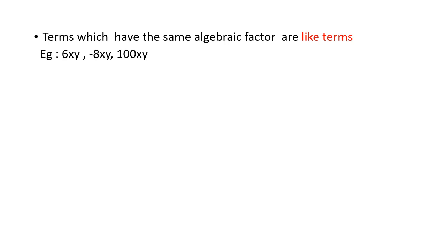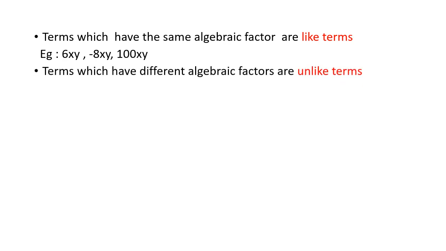Now in these three terms the variable is the same, right? Don't go check the numbers, only look at the variables. xy, xy, xy: all three terms have the variable xy, so we can call these three terms like terms. So we only need to check the variable, right? Okay, unlike terms means the opposite of this.